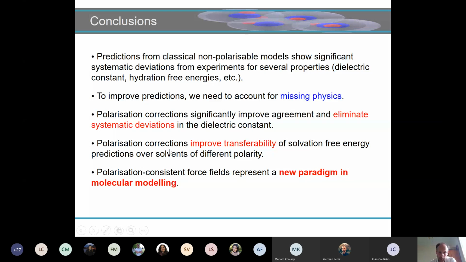So we showed that these corrections systematically eliminate systematic deviations in the dielectric constant predictions of existing models. They improve transferability of solvation free energies when you mix and match solvents of different polarity. And what we hope to achieve now is for this to represent a new paradigm in molecular modeling, whereby you would really never go back to using a model that does not incorporate this type of correction, because there's no reason not to do it, really. So hopefully I've convinced you of that.